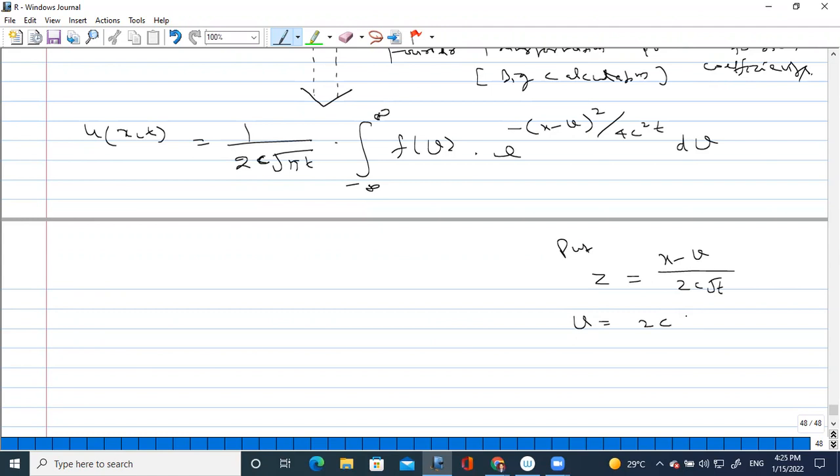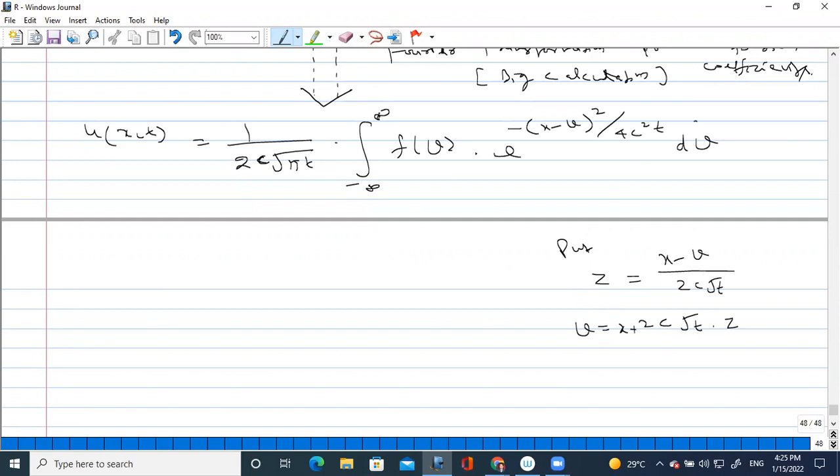or 2c root t into z, plus x. So that will be the value of v. So you can write it: v is equal to x plus 2c root t into z. So this is the value of v.